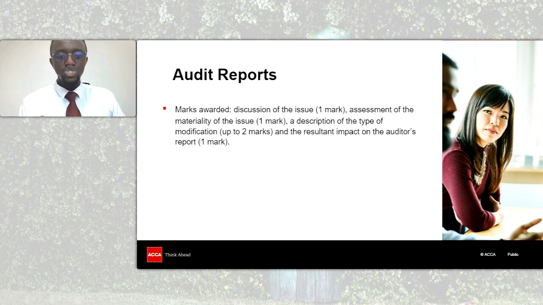Now, discussion of the issue basically means, it doesn't mean that candidates should just rewrite the facts from the question. Candidates need to explain what could go wrong if this thing is not handled, if they don't adjust. So probably you could say, a formal closure plan was announced pre-year end, and a constructive obligation exists at the year end. And without inclusion of the provision, liabilities will be understated and profit overstated.